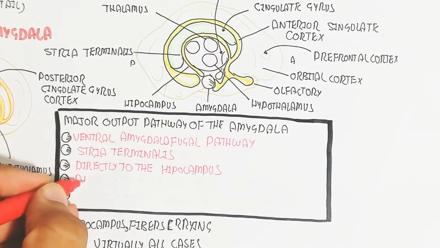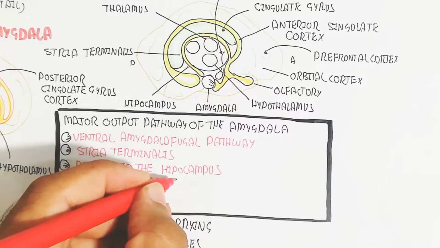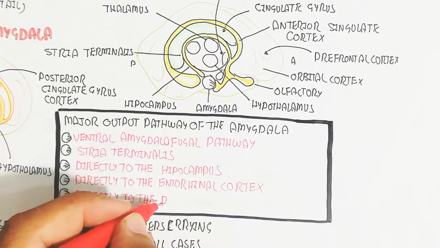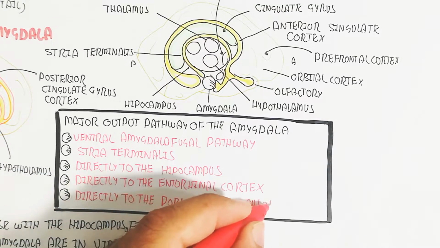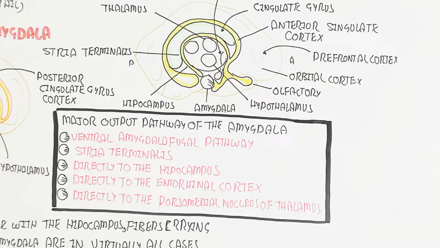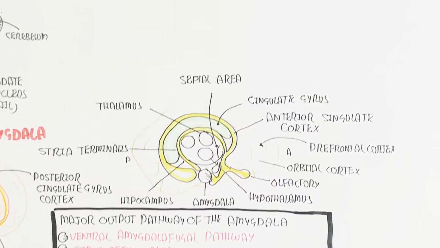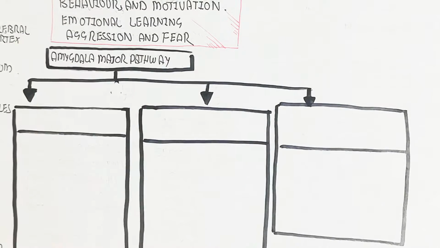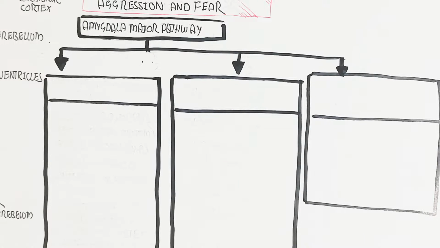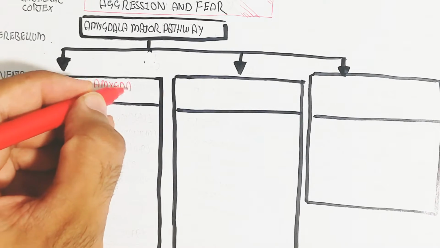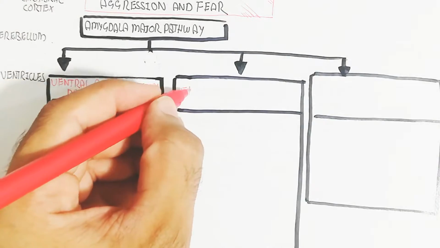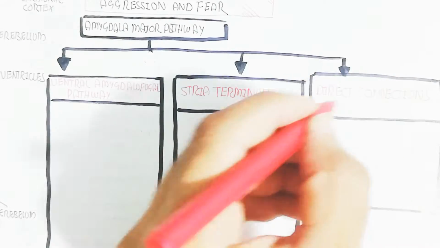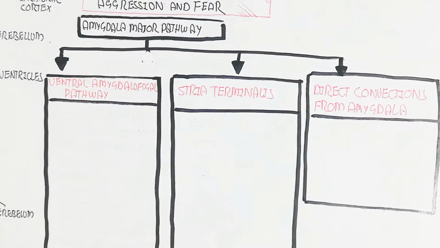That was the input, but the output is the ventral amygdalofugal pathway, the stria terminalis, directly to the hippocampus, directly to the entorhinal cortex, and directly to the dorsomedial nucleus of the thalamus. So we will discuss the amygdala's major pathways and divide them into three steps: the ventral amygdalofugal pathway, the stria terminalis pathway, and the direct connections from the amygdala.